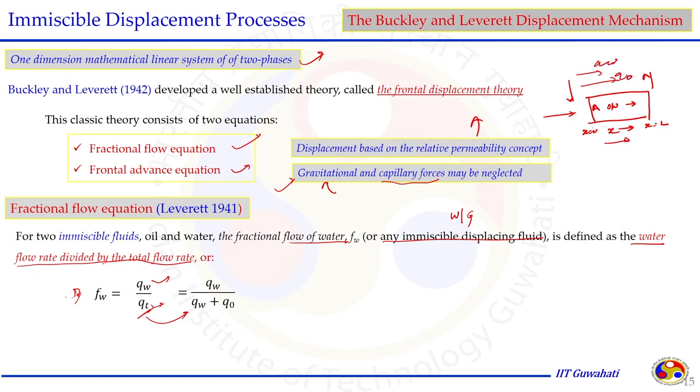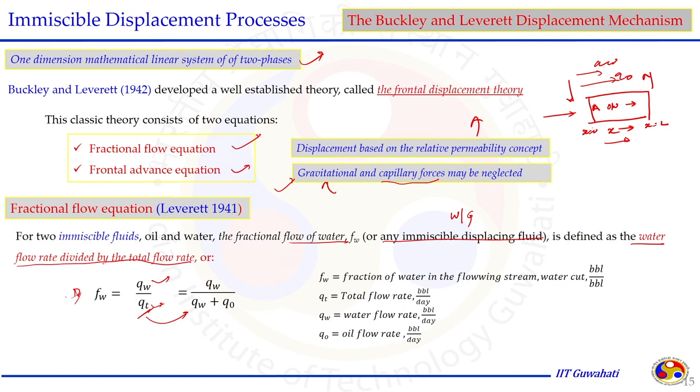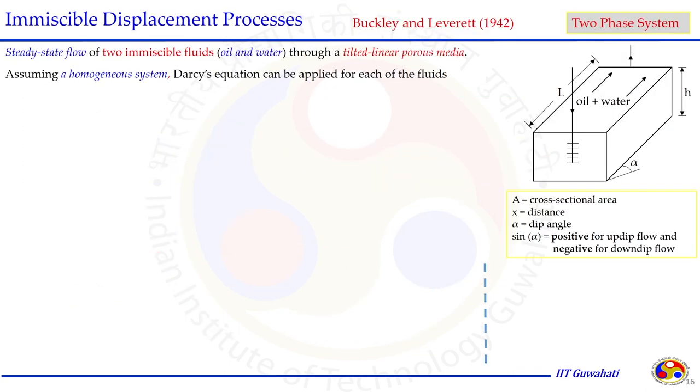Now, we can implement Darcy law to understand the flow of the water and the oil in the linear system. Here, the terminology is very simple. Fw is the fraction of water, BBL per BBL. Qt is the total flow rate per day, Qw and Qo are the water and oil flow rates. This very simple equation is also called the water cut equation, which determines the water cut in the well.